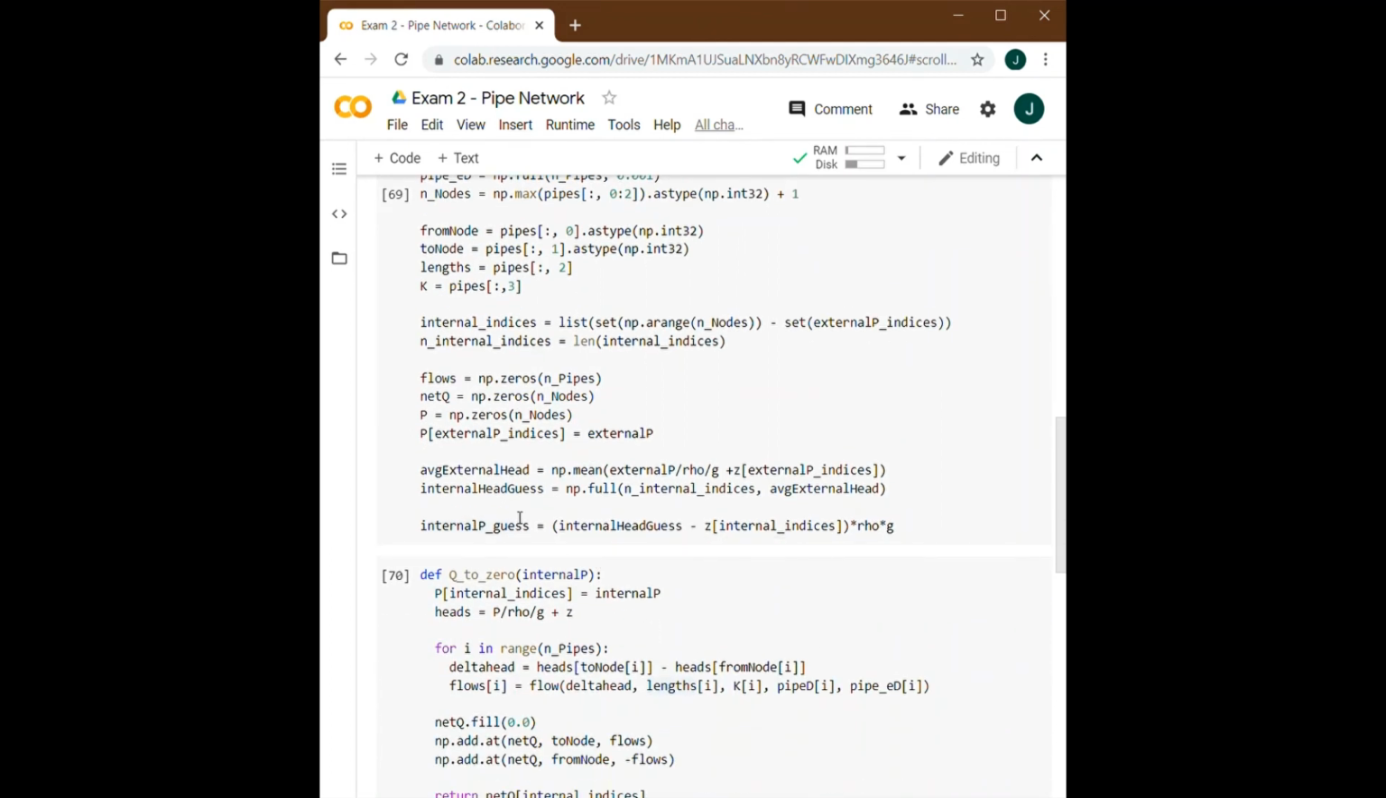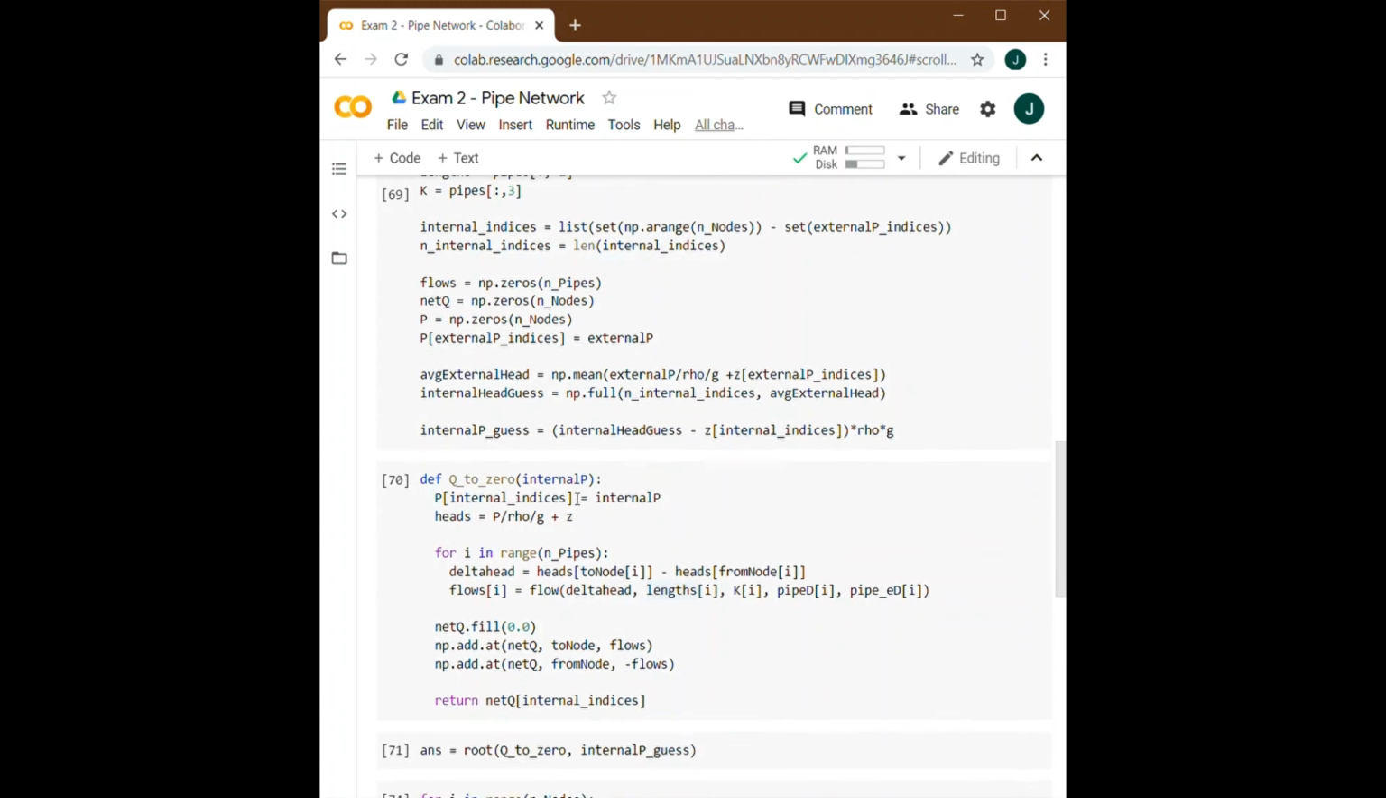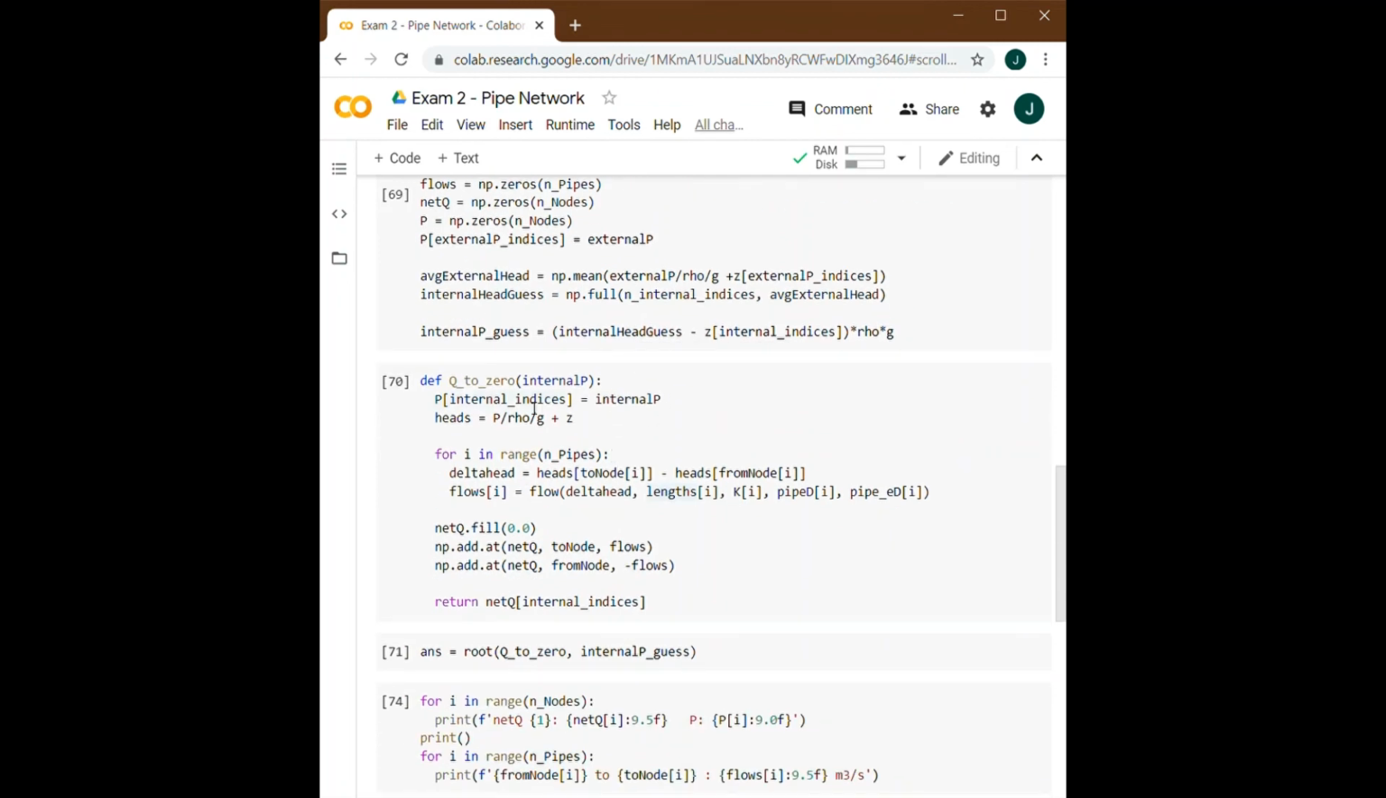So looking at this, we have our average external head: average external P divided by rho divided by G plus Z of that. Internal head guess is just internal indices, internal head. That just makes it into an array. And then our internal pressure guess is head guess minus our internal indices times rho times G. Excuse me. So that looks okay. So let's go down to the next function we have.